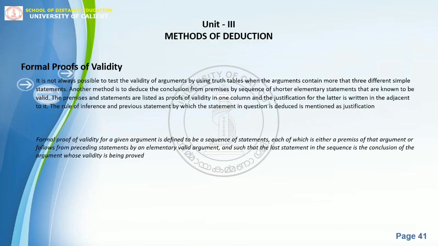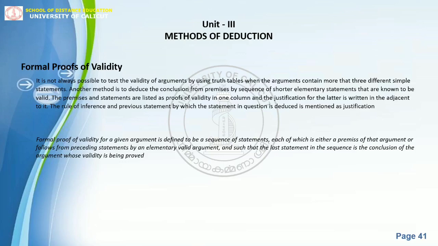Unit 3, methods of deduction, formal proofs of validity. It is not always possible to use truth tables to find the validity when the arguments contain more than 3 different symbol statements. So another method is to deduce the conclusion from the premises by a sequence of shorter elementary statements that are known to be valid. The premises and statements are listed as proofs of validity in one column, and the justification for the latter is written adjacent to it. The rule of inference and previous statement by which the statement in question is deduced is mentioned as justification.